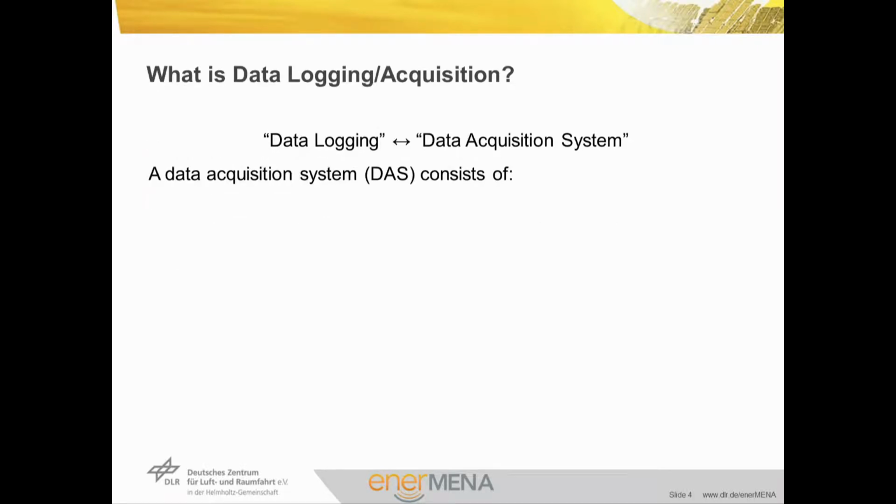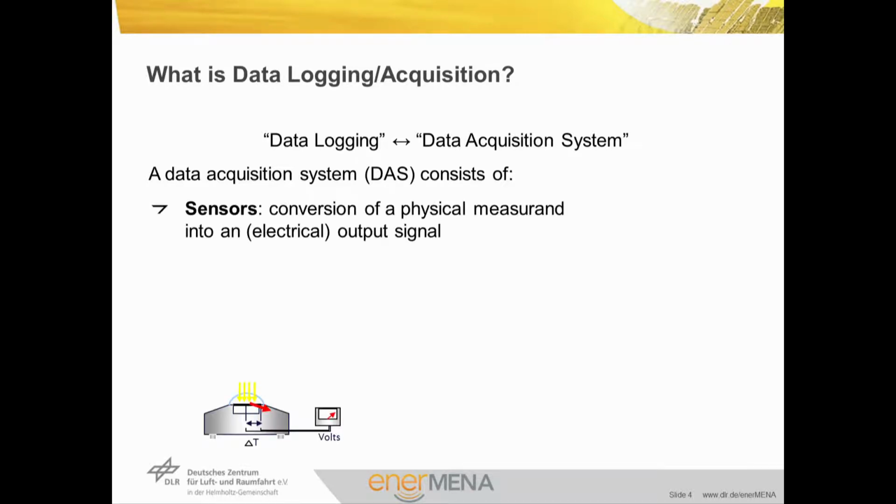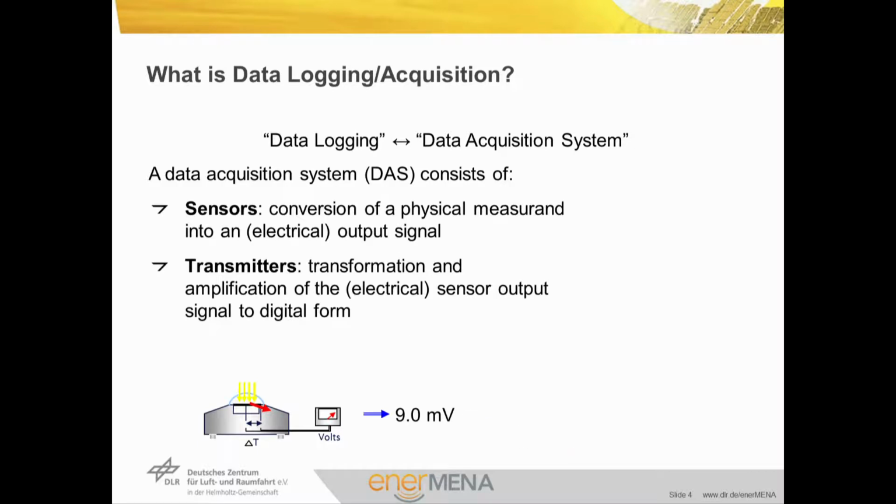The term data logging refers to the cyclical saving of measurement data to a database only. Though sometimes used synonymously, the term data acquisition system actually comprises the entire chain of conversion from the measurements to the results recorded. Thus, these systems consist of sensors, transmitters, and loggers.